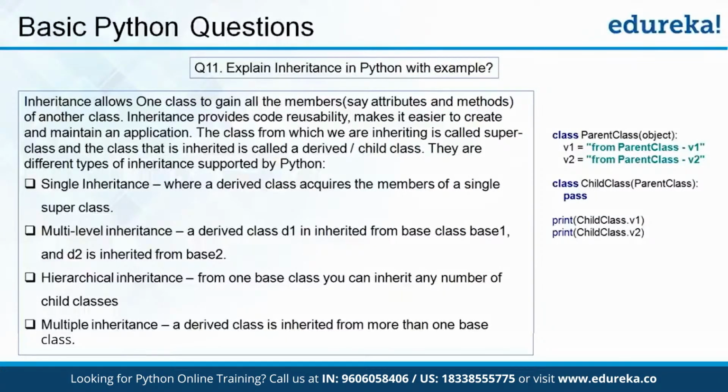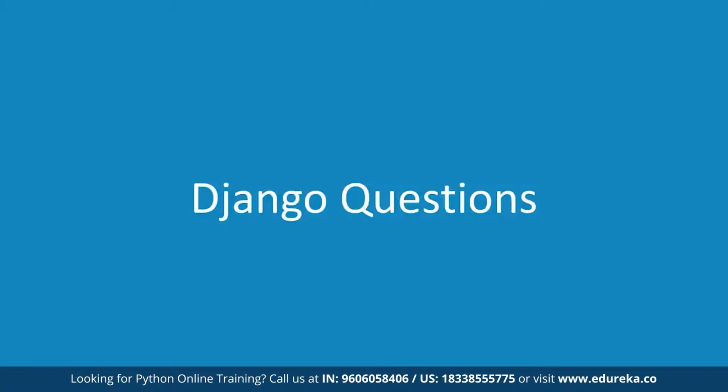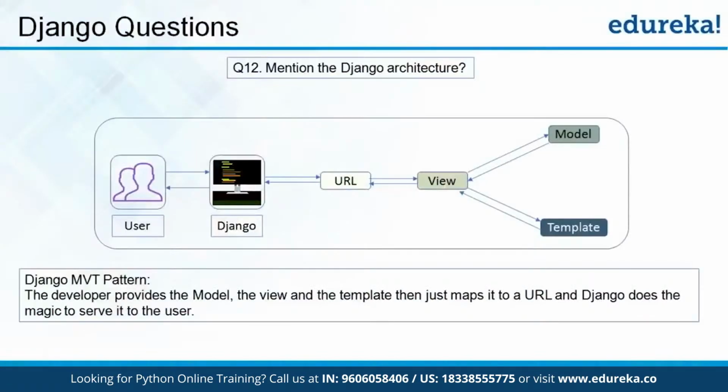Okay, moving on to the next part. It might not be relevant to everyone, but people who are moving into web application development, and specifically to Django, might find it relevant. Now this is a question: mention the Django architecture. There are various patterns which are available. You've got MVP, you've got MVC, you've got MVT.